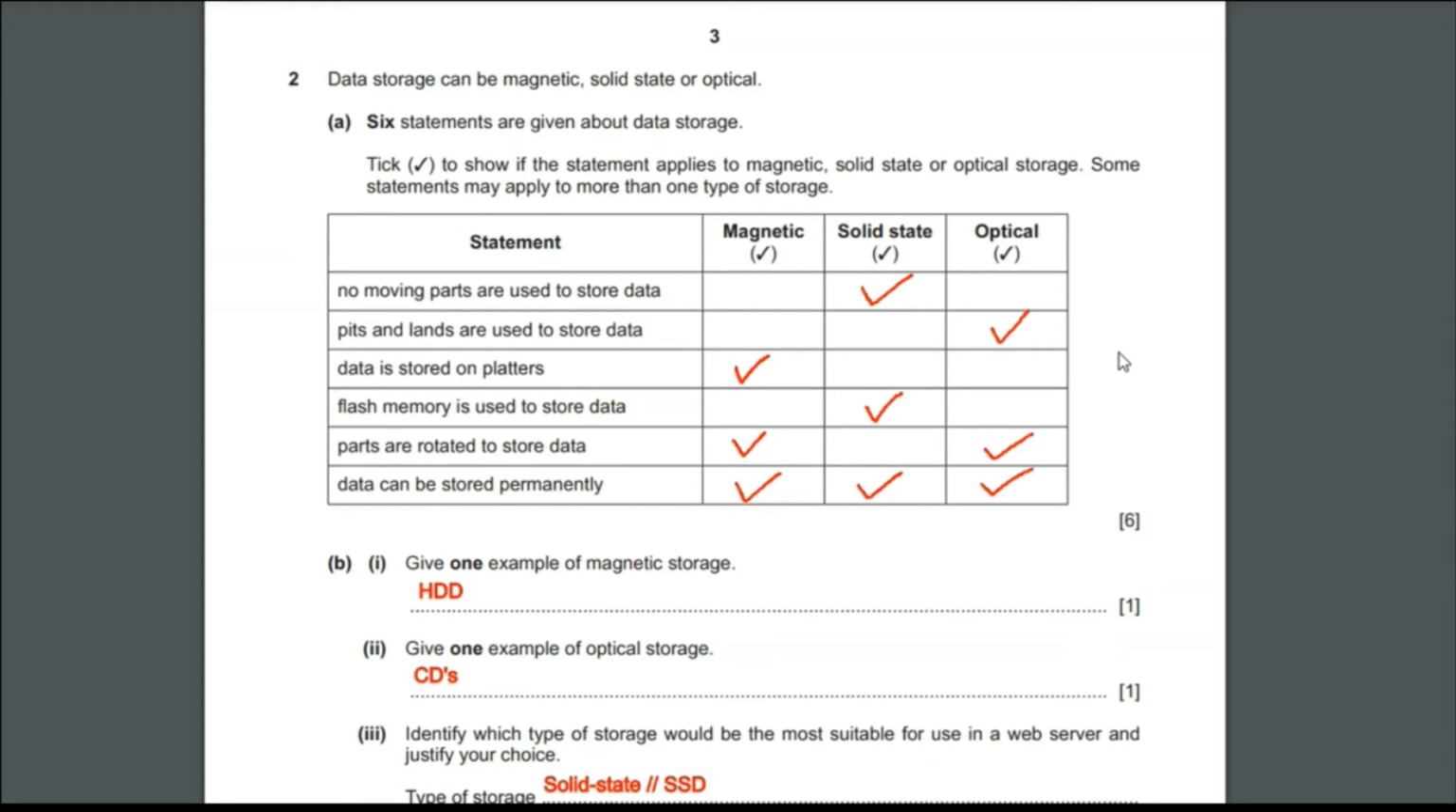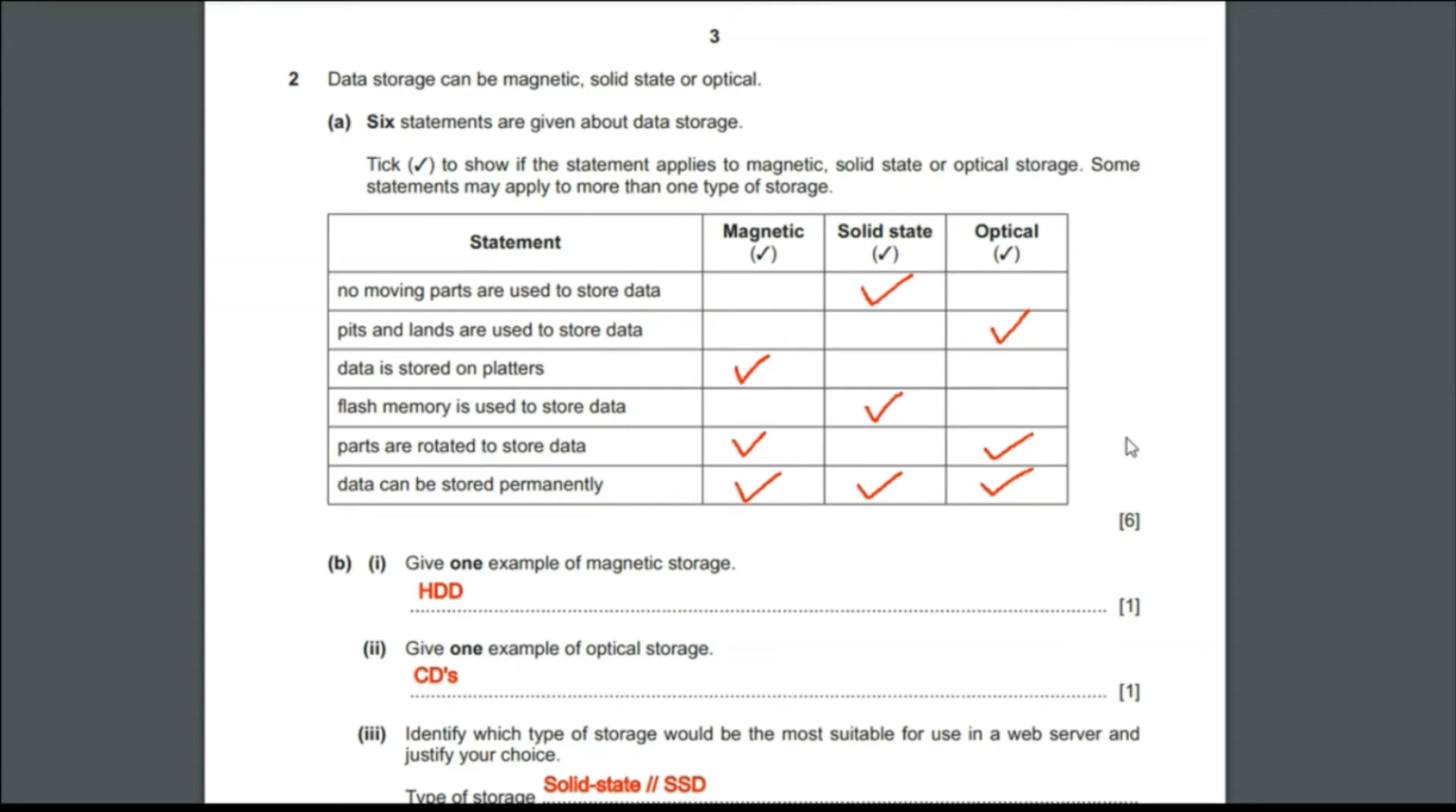The third statement is data is stored on platters. Of course, as said before, the magnetic platters are used only by the magnetic storage devices. And the fourth statement is flash memory is used to store data. It's the solid state device. Parts are rotated to store data. As said before, the magnetic storage device uses magnetic platters which are constantly rotated, and then the optical storage device where the disk is constantly rotated to read the data.